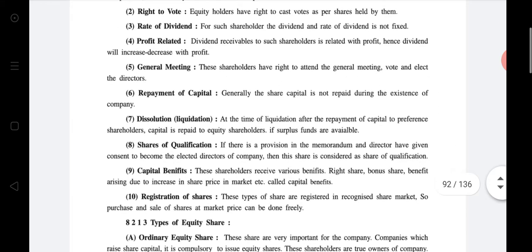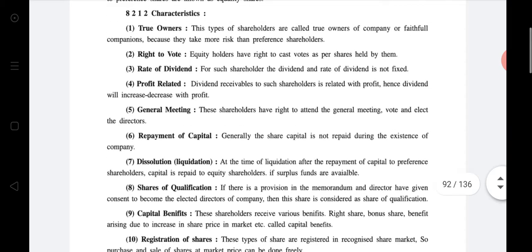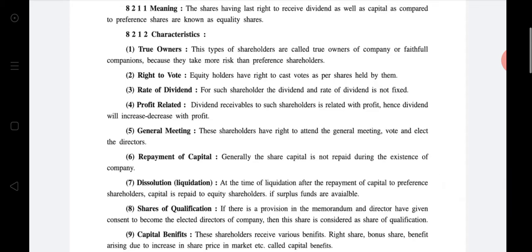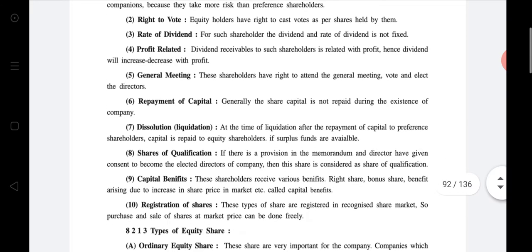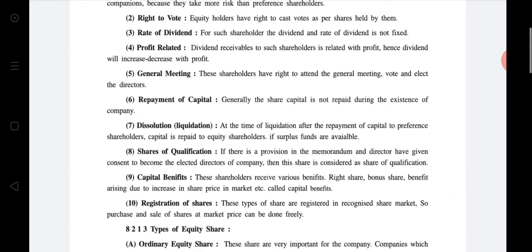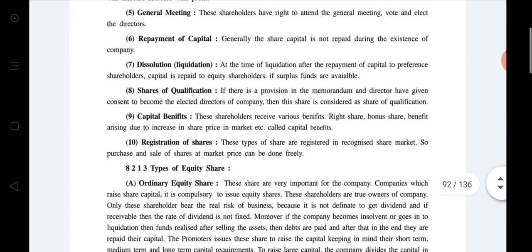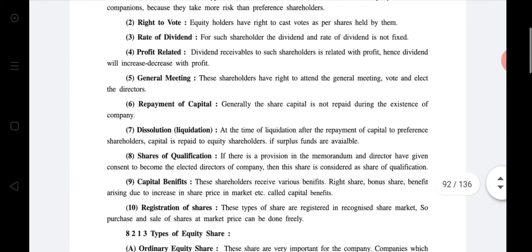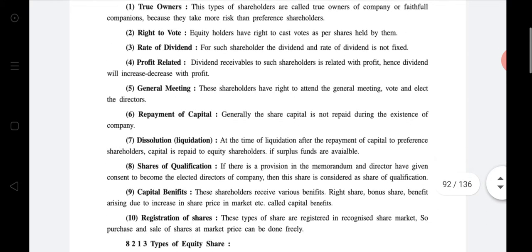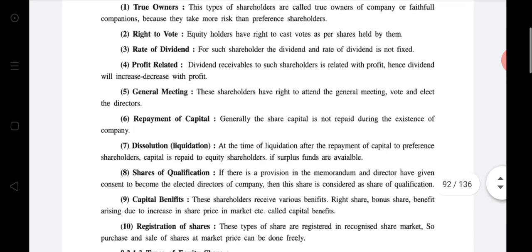There are 10 characteristics of equity shares. First, true owners. Second, right to vote. Third, rate of dividend. Fourth, profit related. Fifth, general meeting. Sixth, repayment of capital. Seventh, dissolution. Eighth, share qualification. Ninth, capital benefit. Tenth, registration of share. So here there are 10 characteristics which clarify the equity share.